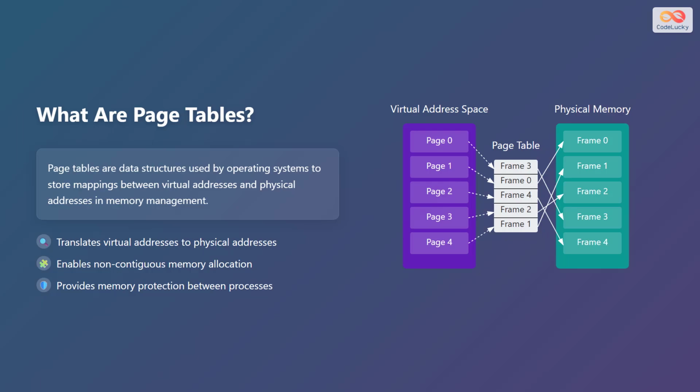Enables non-contiguous memory allocation. Page tables also allow the operating system to allocate memory in a flexible way, where memory does not need to be next to each other. Provides memory protection between processes. They ensure that each program stays within its own allocated memory, preventing them from interfering with each other.